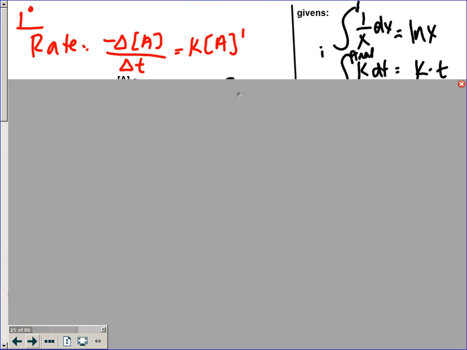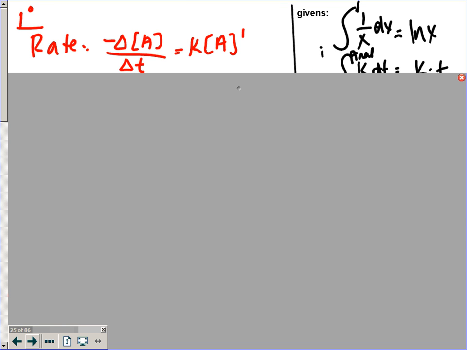Okay, so calculus people, do you recognize this? Basically, what we are suggesting is that all these different rates correlate to each other. They all relate. So the negative change in concentration over change in time is equal to the differential rate law, right? These look familiar. We can integrate them with respect to time.